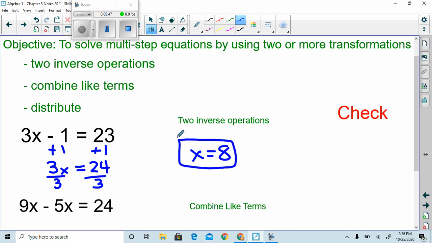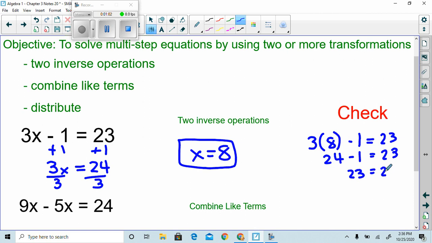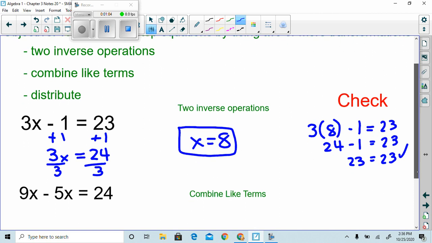But I need to do a check. We'll substitute in 8 for the variable, and then we'll do the math. Well, 24 minus 1 equals 23. So now I can say that 8 is my solution.